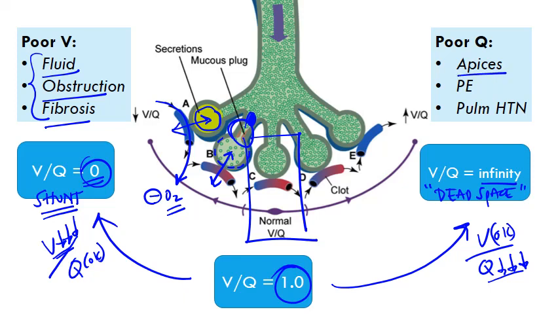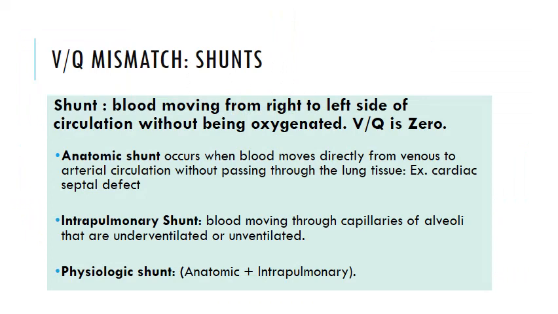Dead space is typically found in the apices of the lung. It's found with a pulmonary embolism, and it's also found with pulmonary hypertension when these vessels are constricted. So something to know is going to be the VQ ratios and definitions of both of these terms, as well as common conditions that can cause both of them. So shunting, we've already discussed, is blood moving from the right to the left side of circulation without being oxygenated or exchanging any gases. Shunting does not correct with oxygen.